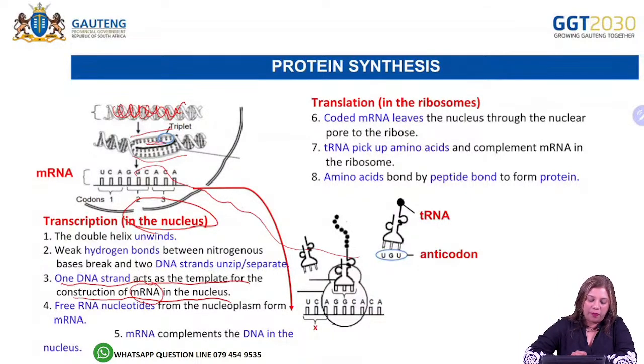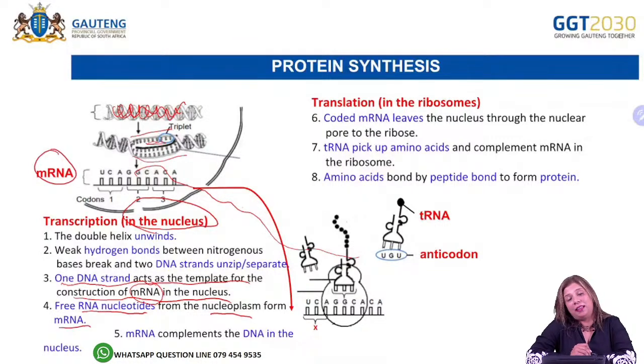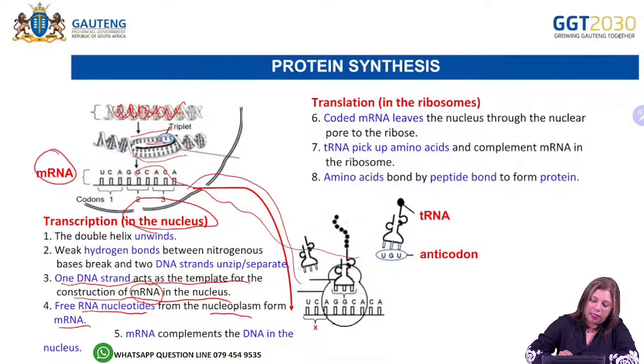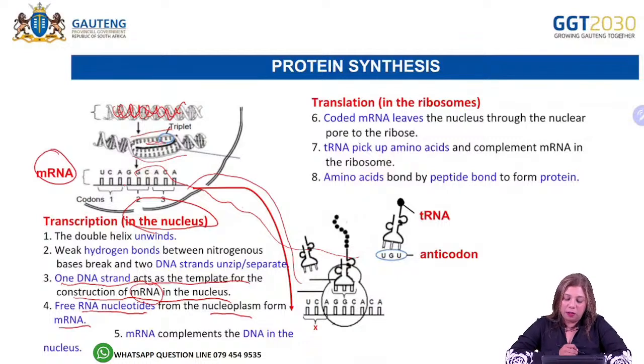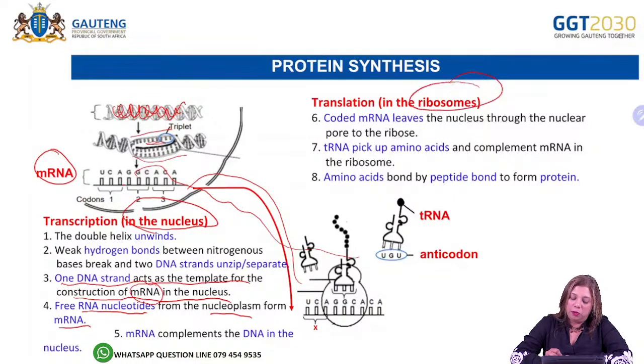So there we have it. You have the free nucleotides. From the nucleoplasm, they form messenger RNA. Here's your messenger RNA. Messenger RNA basically is exactly as the name says, it gives a message. So there we have the codons, the triplet bases. The nucleotide bases form codons on the messenger RNA. It leaves, carrying the code, and then it goes to the ribosomes. At the ribosome site, it leaves the nucleus through the nucleopore to the ribosome.